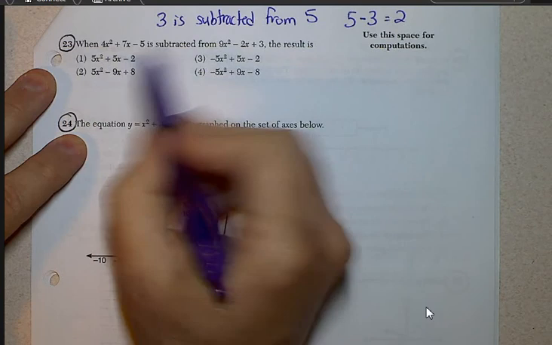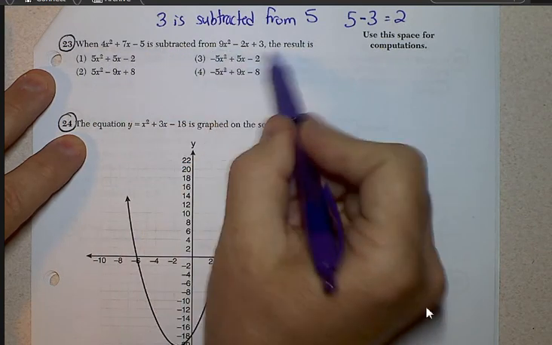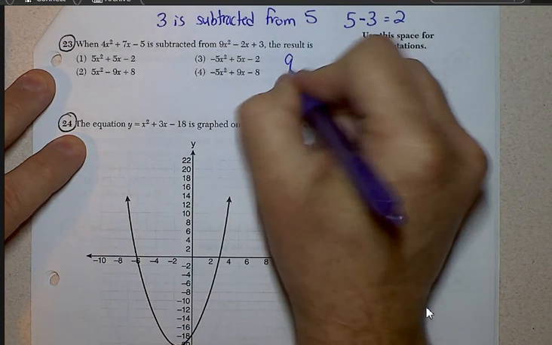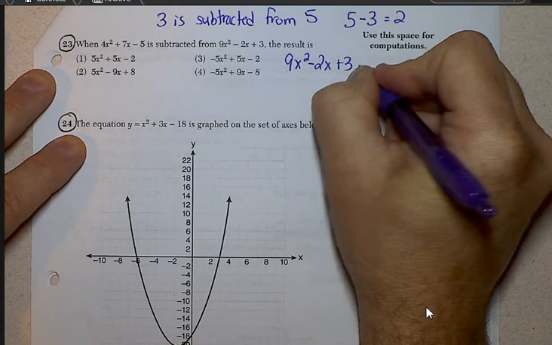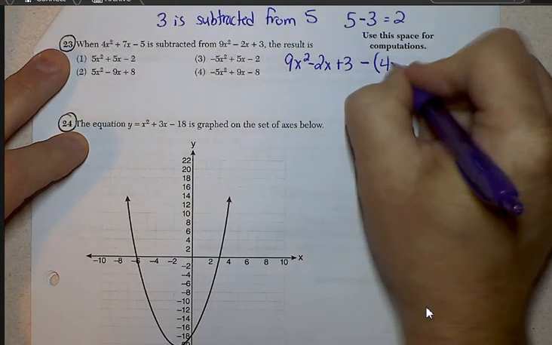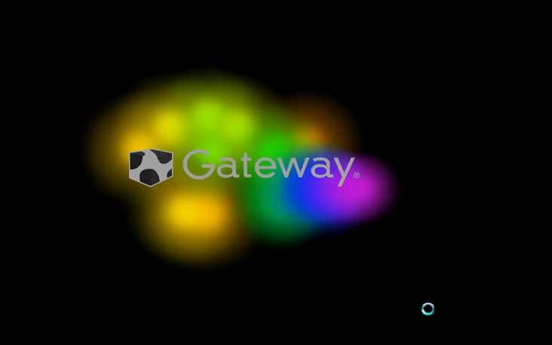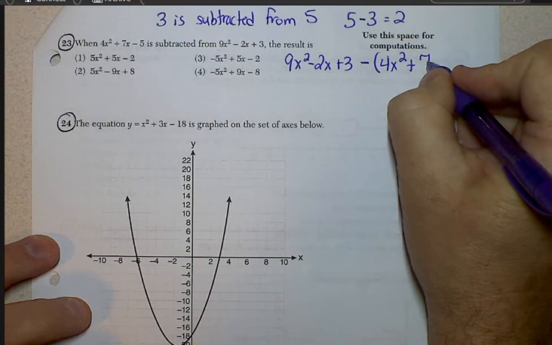If 4x squared minus 7x minus 5 is subtracted from, that means we're going to start with 9x squared minus 2x plus 3, we're going to subtract from that and then put in parentheses, because this is the polynomial that follows, 4x squared plus 7x minus 5.